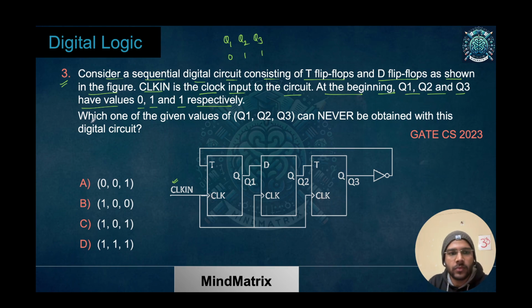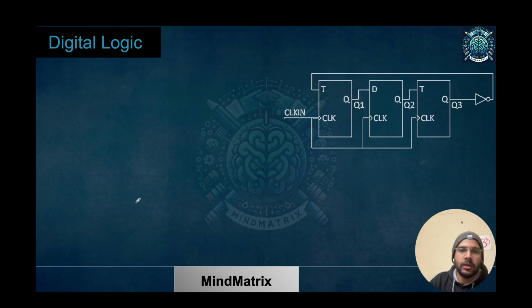Clear? Which one of the given values of Q1, Q2, Q3 can never be obtained with this digital circuit? That we need to find out. So out of these options, there is one value which cannot be obtained by this circuit, and that we need to find out. So let's solve this question first. Let me write here just the initial state given to us is 0, 1, 1, right?